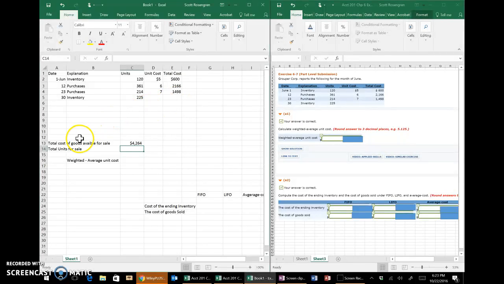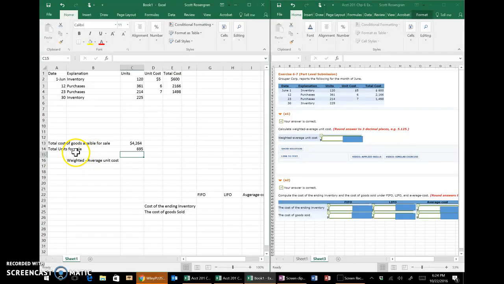Next, we're going to find the total units for sale, which would be right here, our beginning inventory plus our two purchases. So 120 plus 361 plus 214 equals 695. Now, to find the weighted average unit cost, we'll take the total cost of goods available for sale and divide it by the total units for sale.